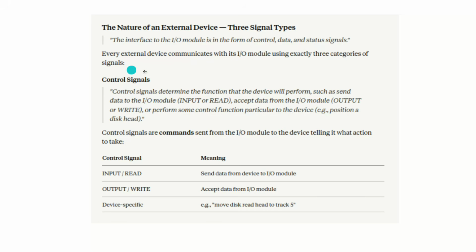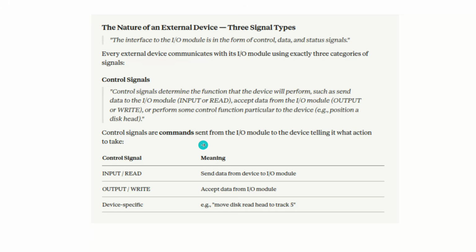So let's see control signals. Control signals determine the function that the device will perform, what the device actually does, such as sending data to the I/O module, accepting data from the I/O module, or performing some control function particular to the device. For example, as we have studied in the hard disk, there is a head, so such things as controlling the position of that head.